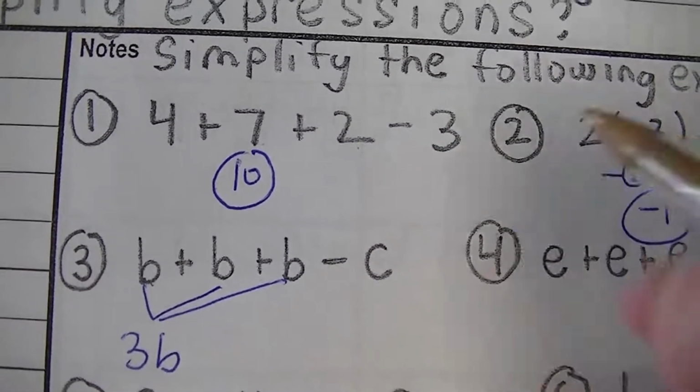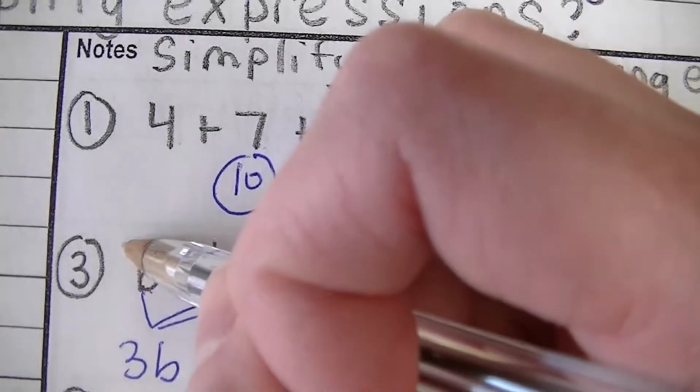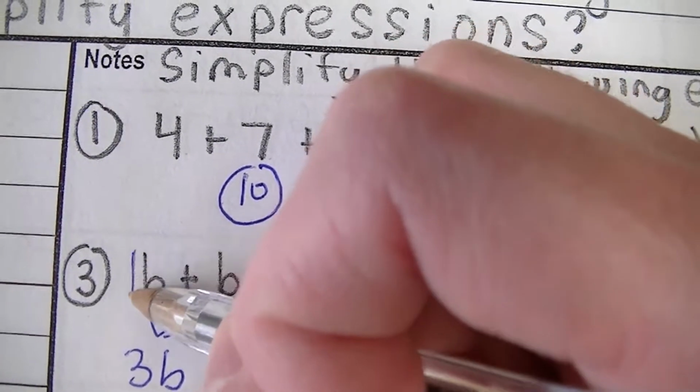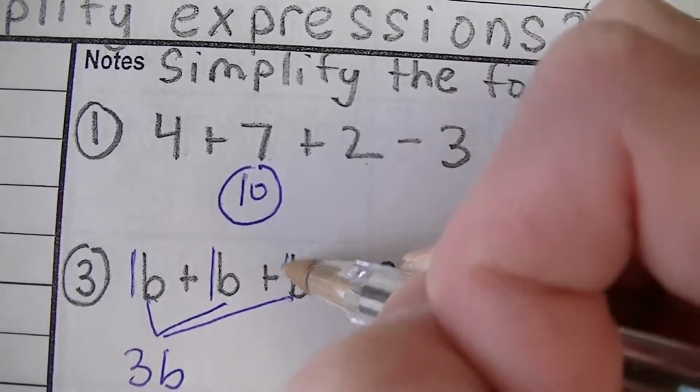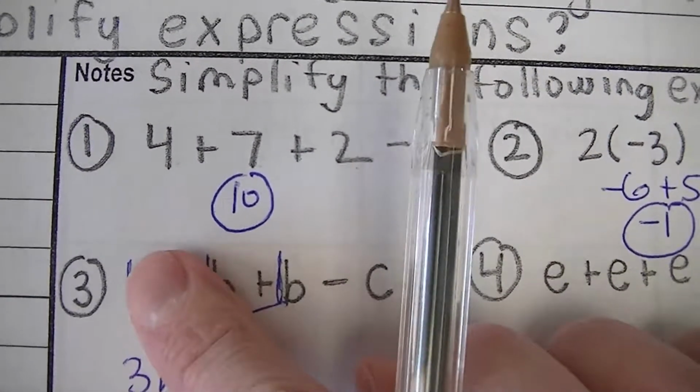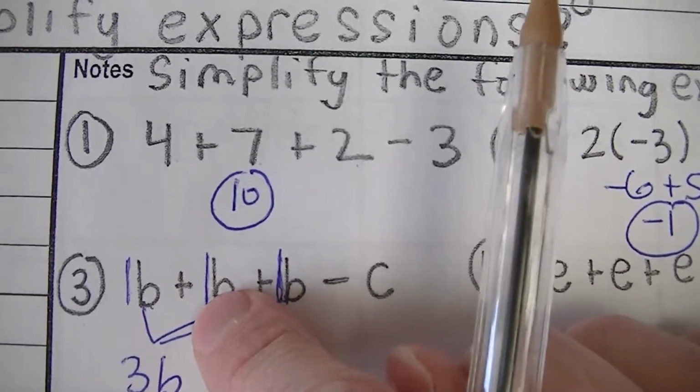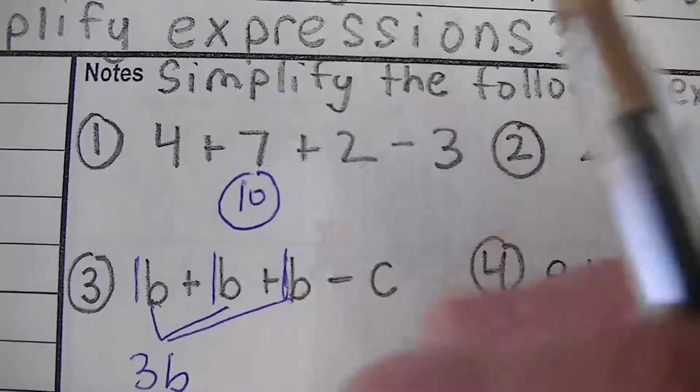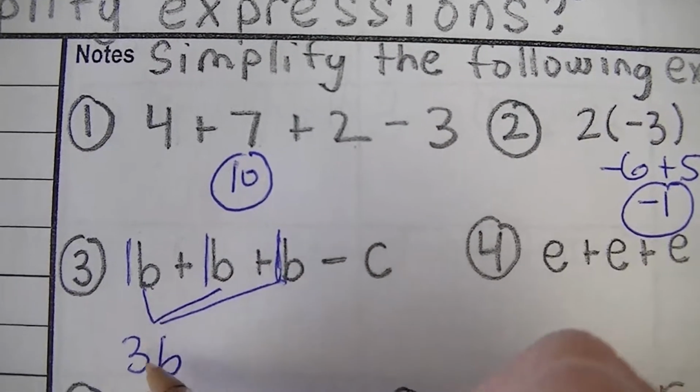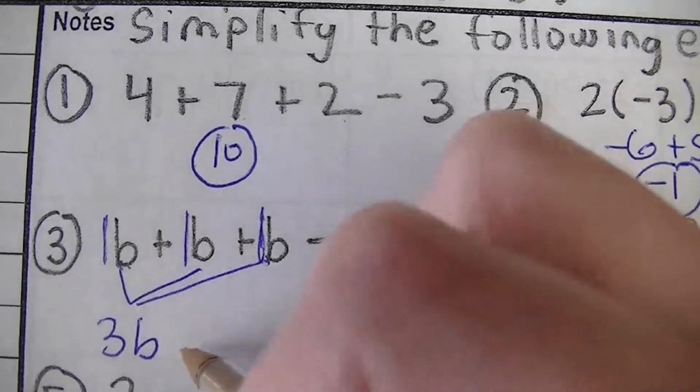And as I've mentioned before, if you're just given a variable with no coefficient in front of it, you can assume that it's 1. Because that 1 tells you that there's only 1 b right there, and 1 b right there, and 1 b right there. So when you add those b's together, you get 3 b's and then minus c.